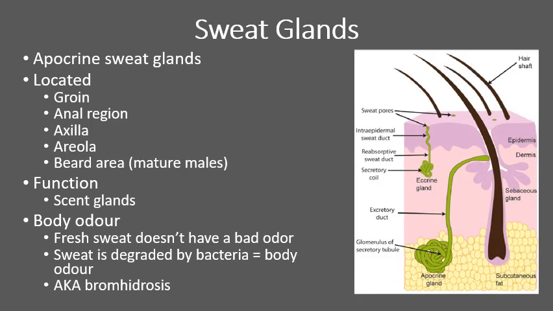Then your sweat glands, you have different types of sweat glands. First, you have apocrine sweat glands, which is this guy over here. These are located in the groin, the anal region, axilla, areola, as well as the beard area in mature males. The function is basically as a scent gland, and this is where body odor comes in. So fresh sweat doesn't actually have a bad odor. Fresh sweat does not smell. But when sweat is degraded by bacteria, it causes body odor. And the fancy name for that is bromhidrosis.